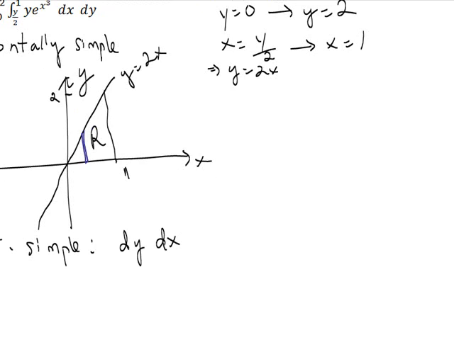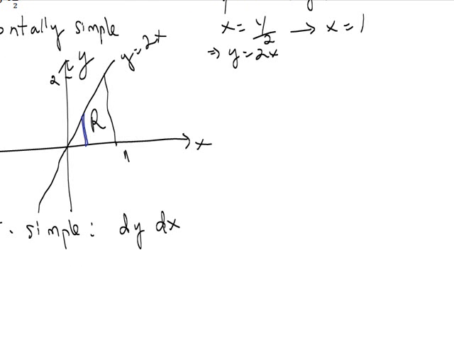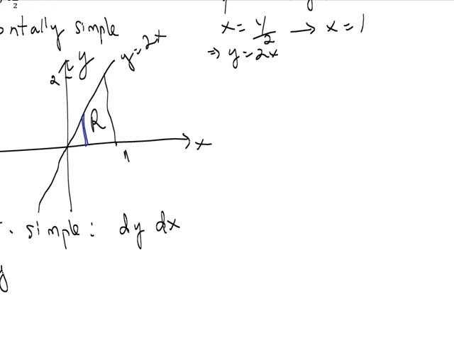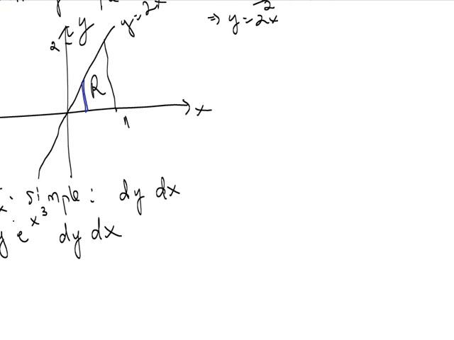Okay, let's change. And what's the integral? y e to the x squared... x cubed? Thanks. Okay, you tell me, what are the x limits? 0 to 1. Vertically simple means we go from bottom to top. What's at the bottom? And the top? 2x. Done. Beautiful. Let's integrate.